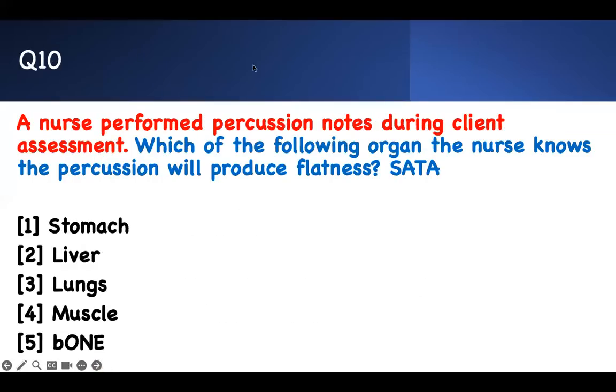Number 10, select and apply. Next, perform percussion notes. Percussion during client assessment: which of the following organs will the nurse know the percussion will produce flatness? What that means is, if you're doing percussion exams, which one do you think will give you flatness? That means the sound.